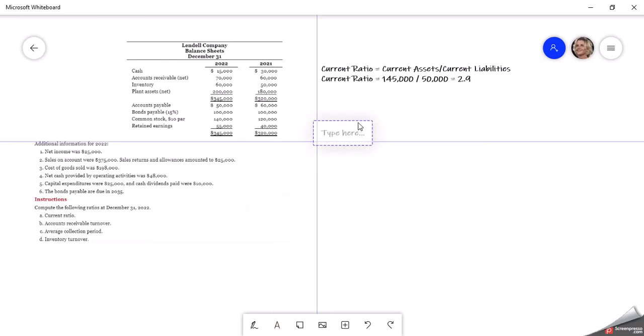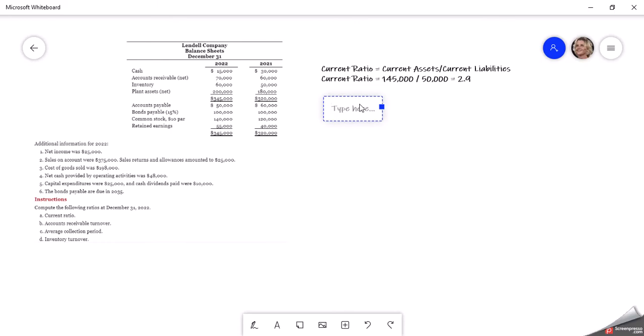Okay, then our next one that they want us to solve for is our accounts receivable turnover. So if you look up your formula for the accounts receivable turnover, the formula is our net sales. It does say net sales on account, but that's what they give us, so we're good. So our net sales divided by our average accounts receivable. So when it says average, then we got to do a little bit of work to figure out that average.